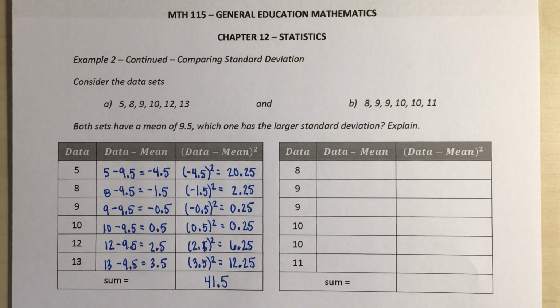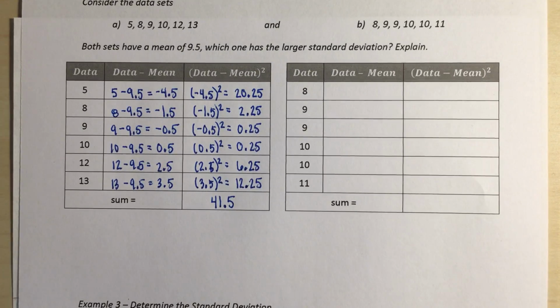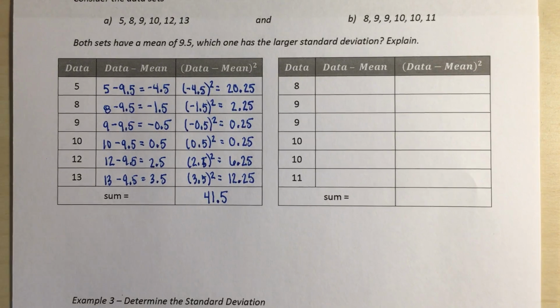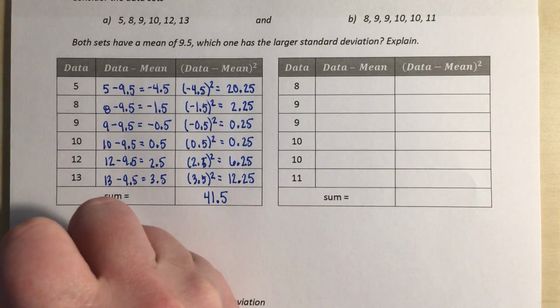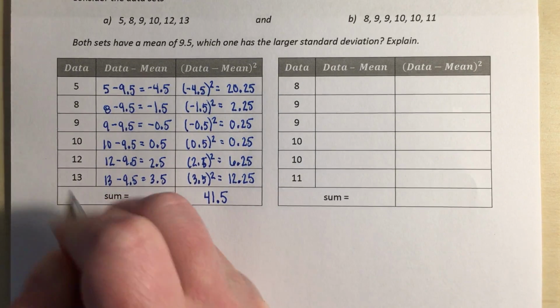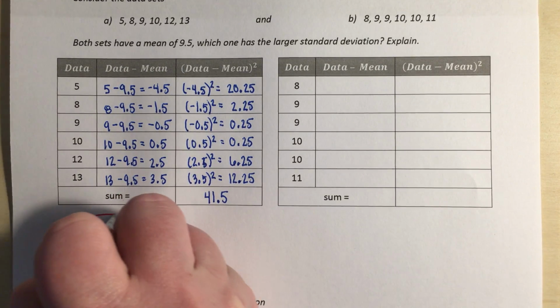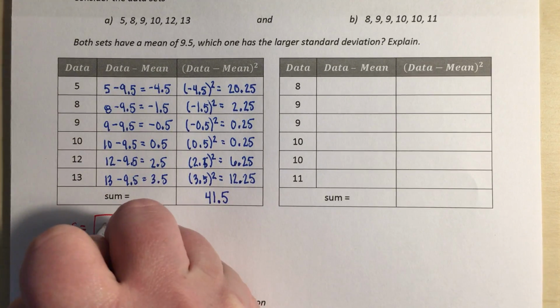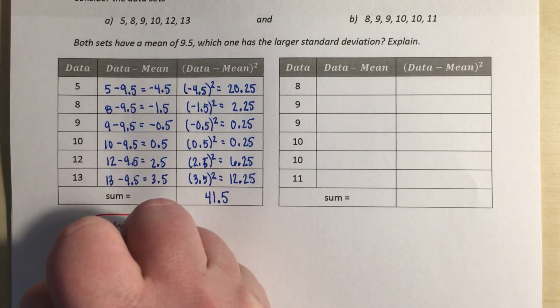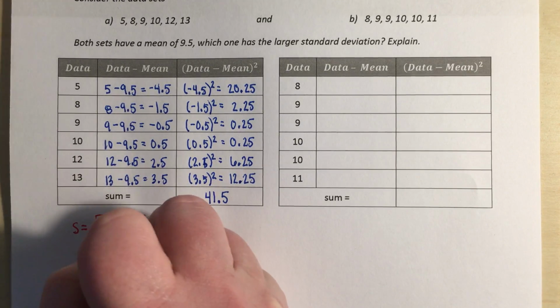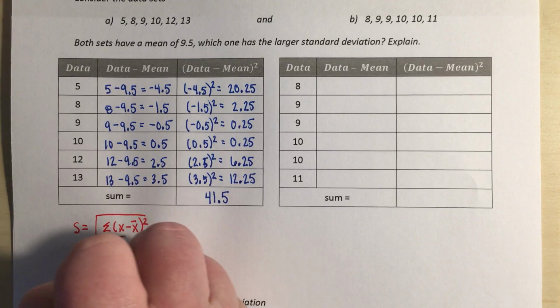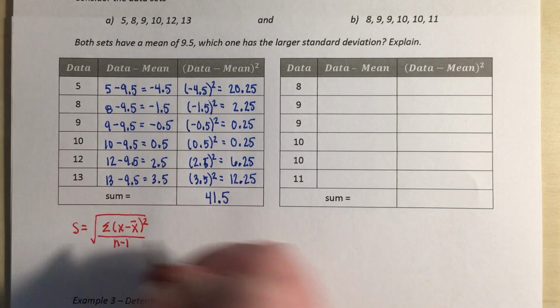So the first thing we do, we find our mean. In this case, we could have found it or it was given to us. And then we go through and we fill out our table. Right, now that we have our table filled out, we are going to use our standard deviation formula. So our standard deviation formula, S equals our square root, sigma x minus x bar squared over n minus 1.